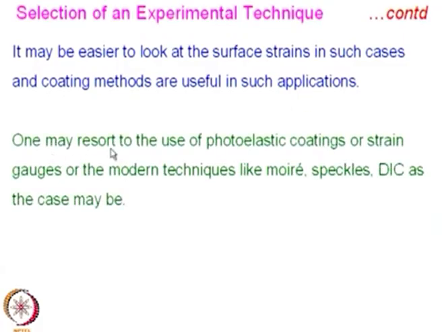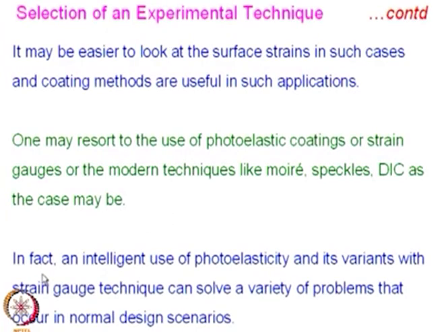One may resort to the use of photoelastic coatings or strain gauges or the modern techniques like Moire, speckles, digital image correlation, as the case may be. In fact, an intelligent use of photoelasticity and its variants with strain gauge technique can solve a variety of problems that occur in normal design scenarios.